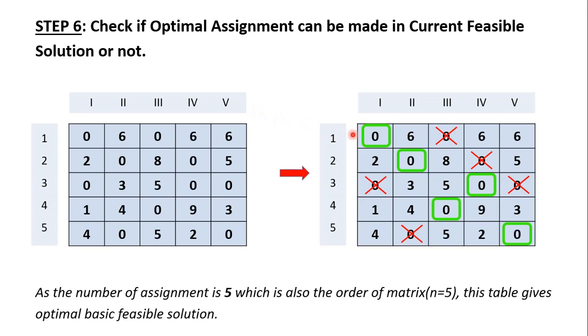One difference you can see here is that when we have marked the zeros, we have got 5 zeros marked, which is nothing but the assignment. So we have 5 assignments here, which is equal to the order of the matrix n. So n is equal to 5. Now we can say the solution that we have got here is the optimal basic feasible solution.